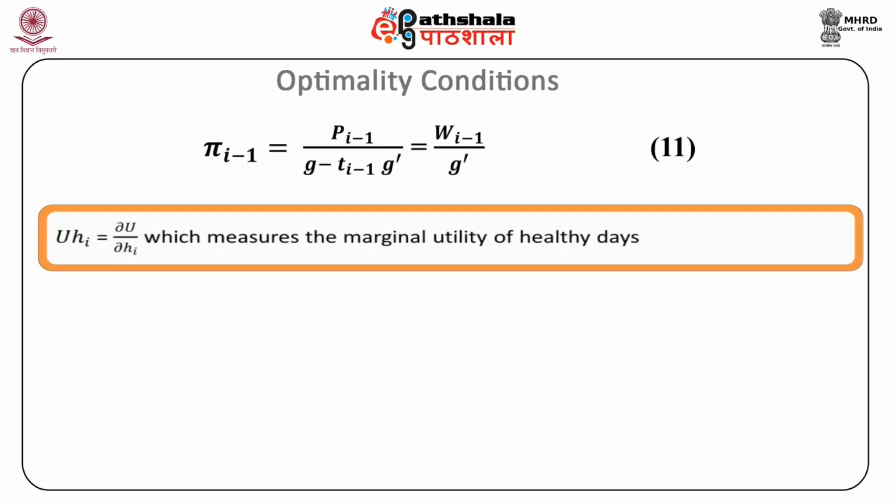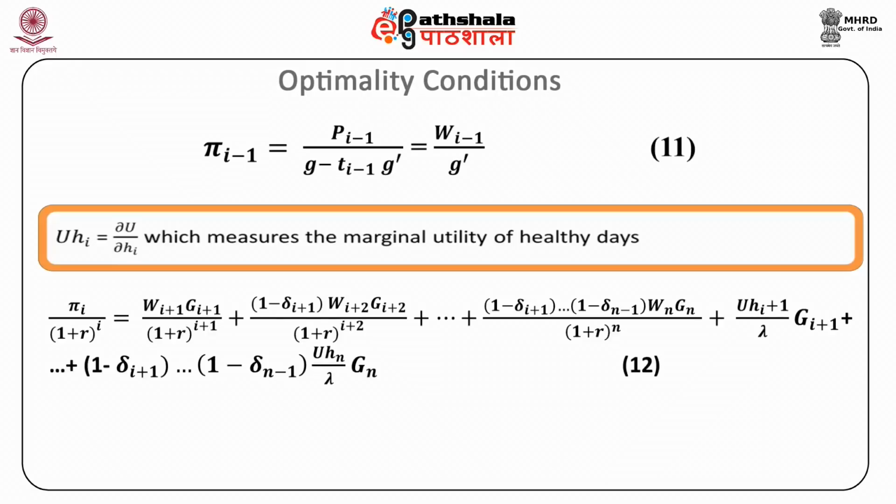Assuming positive gross investment in period i, we have pi i upon (1 plus r) raised to the power i is equal to Wi plus 1 into Gi plus 1 upon (1 plus r) raised to the power i plus 1 plus (1 minus delta i plus 1) into Wi plus 2 into Gi plus 2 upon (1 plus r) raised to the power i plus 2 plus till (1 minus delta i plus 1) till (1 minus delta n minus 1) into Wn into Gn upon (1 plus r) raised to the power n plus Uhi plus 1 upon lambda into Gi plus 1 plus till (1 minus delta i plus 1) till (1 minus delta n minus 1) into UHn upon lambda into Gn.